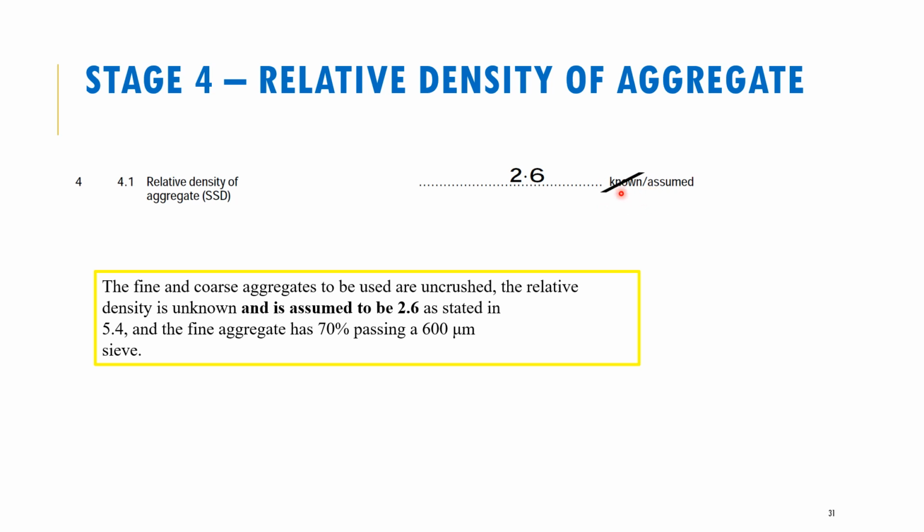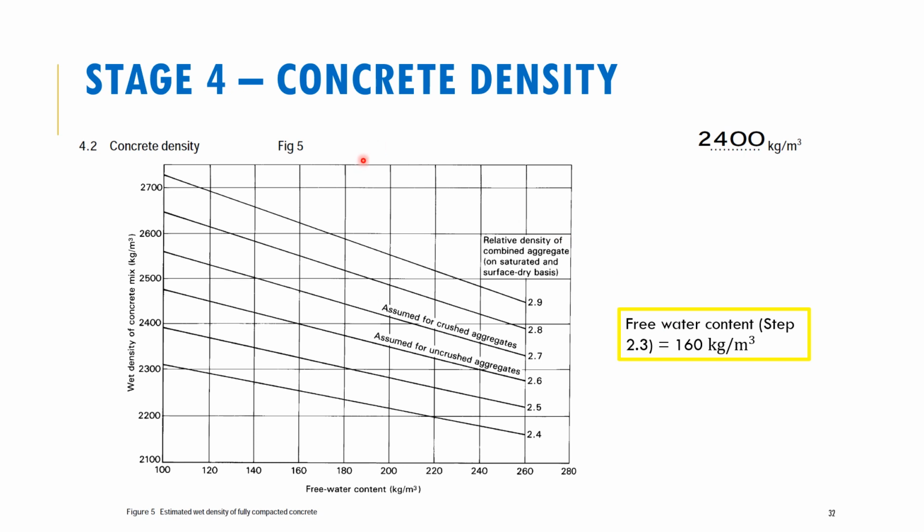Is it known? It's not known. We have assumed that density. And how do I know this information? Well, initially when we obtained the information from the client, it was specified that 2.6 will be the assumed relative density. And this highlighted box again was given to you at the start of this example. So the first step in stage 4, you need to mention the relative density. We've already done that. What's the second step in stage 4?